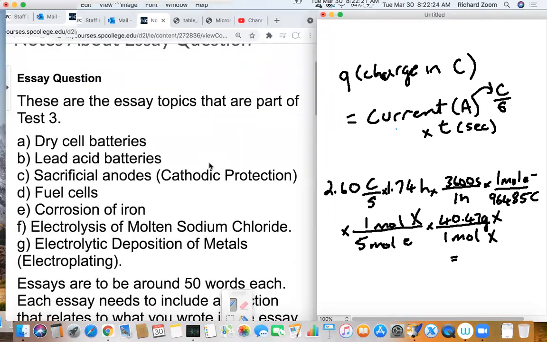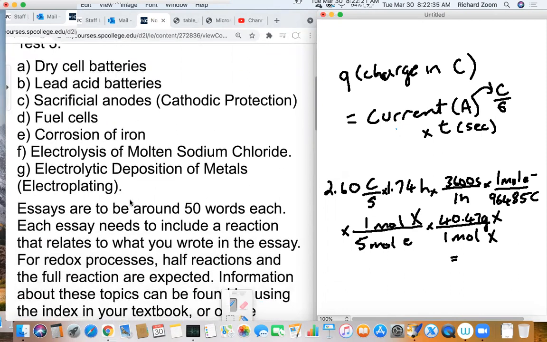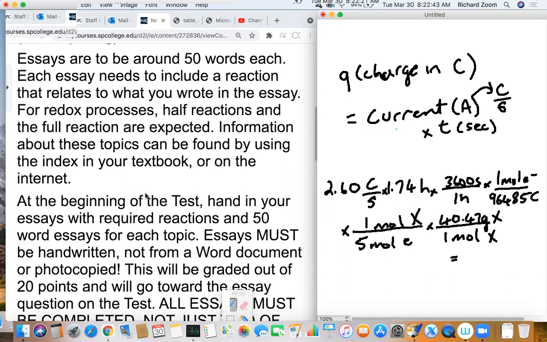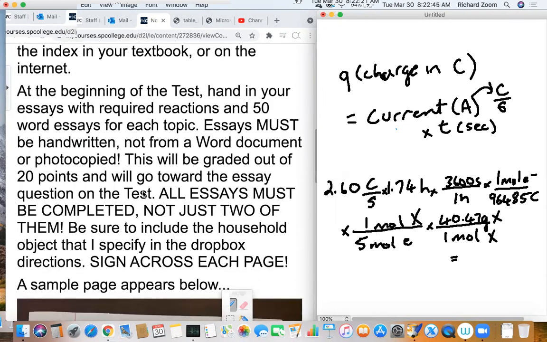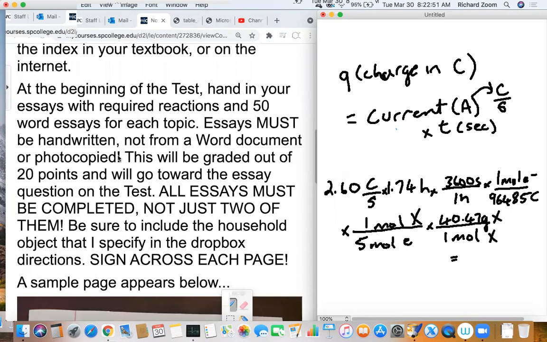So these are the topics, and all of them here are redox problems. They're all redox based topics. You are expected to write 50 words about each of these topics and to provide a reaction that relates to what you're writing about in the essay. You can find the stuff in your textbook or on the internet. There's plenty of information about all of these.